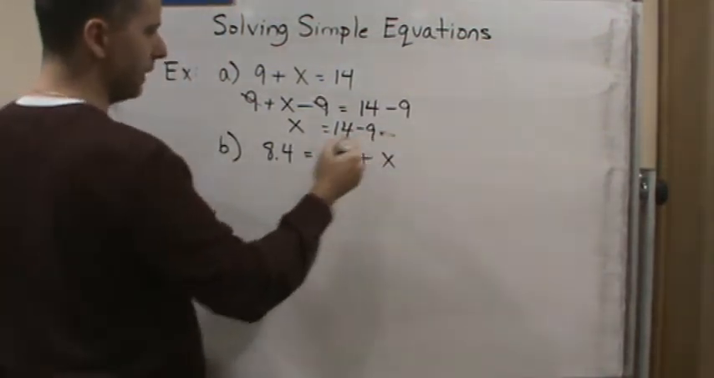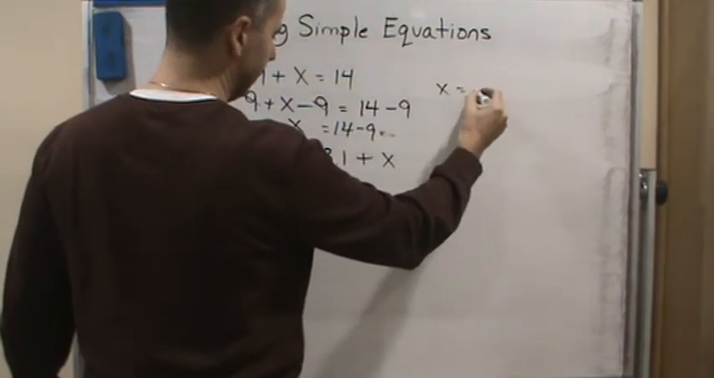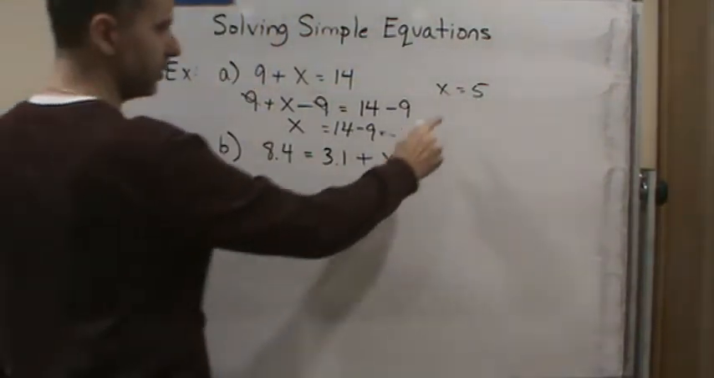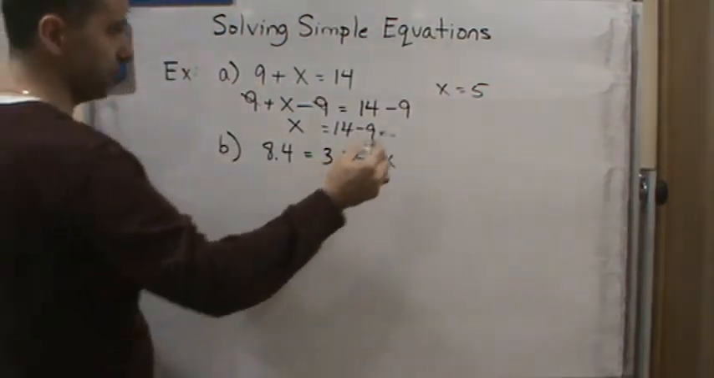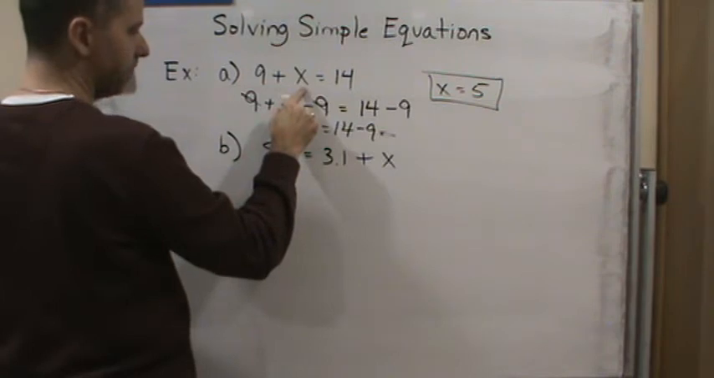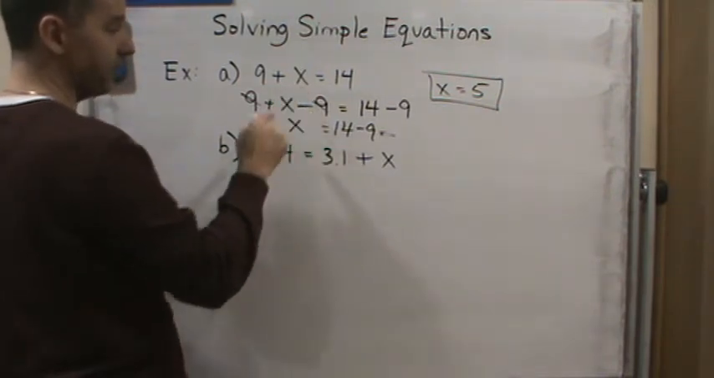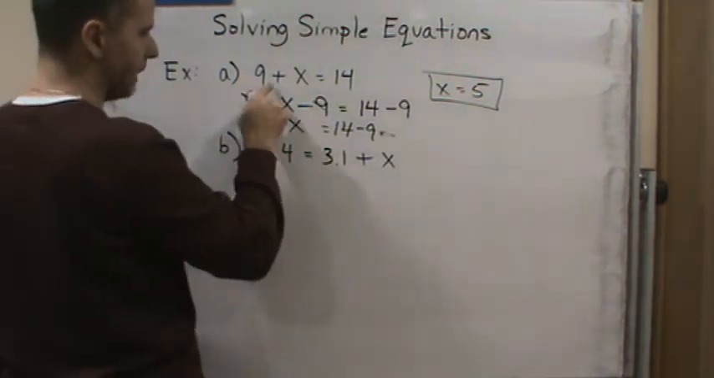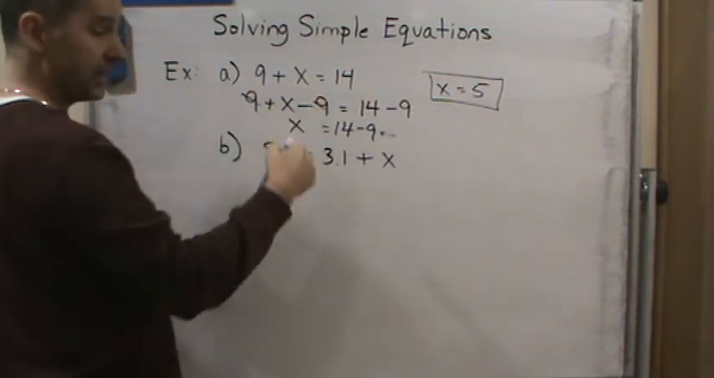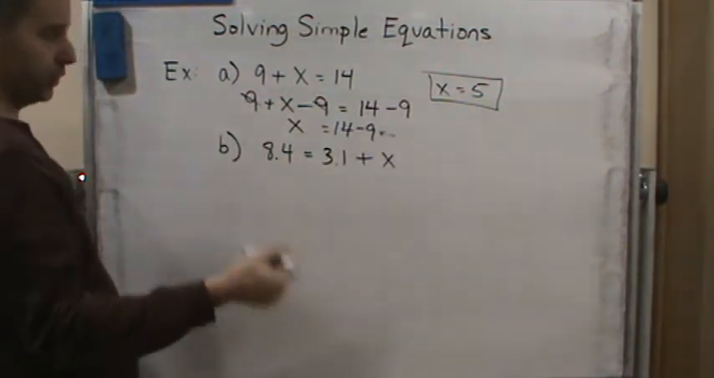And so that gives me x equals 5. And again, there's my solution. Now, to check my solution, to make sure this is correct, I go back and plug 5 into here, to see if I get a true statement. So if I say 9 plus 5 equals 14, then I get 14 equals 14, which is true.